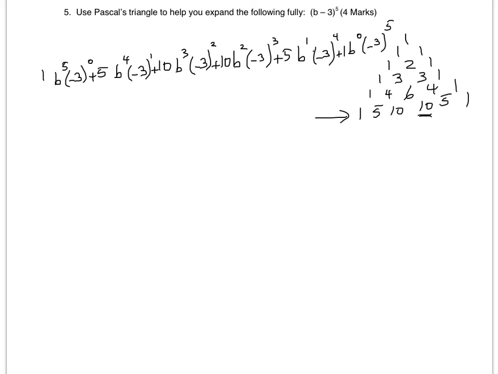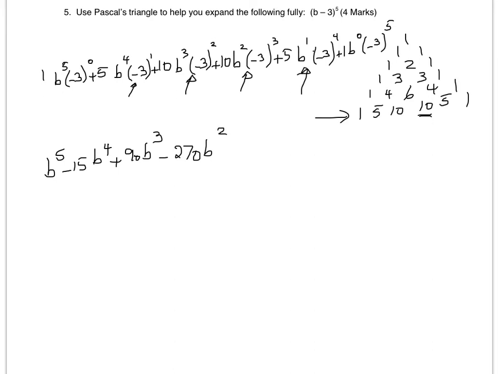Negative 3 exponent 0 is 1, times 1 is 1, so I'm going to get b exponent 5. Negative 3 exponent 1 is negative 3, times 5 is negative 15, b exponent 4. Now this one, negative 3 exponent 2 is 9, not negative. Negative 3 exponent 2 is 9, times 10 is 90, so I'm going to get 90b cubed. Now this one, negative 3 exponent 3 is negative 27, and negative 27 times 10 is negative 270b squared.